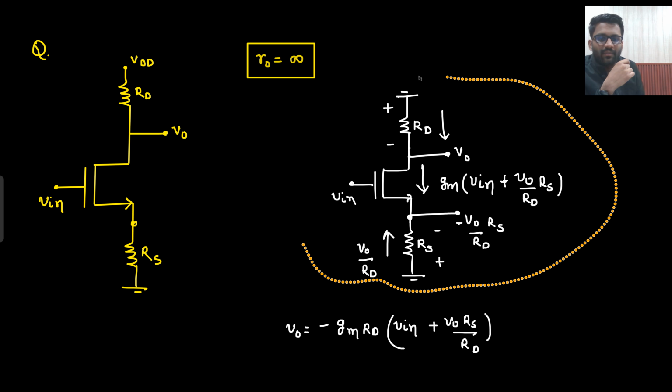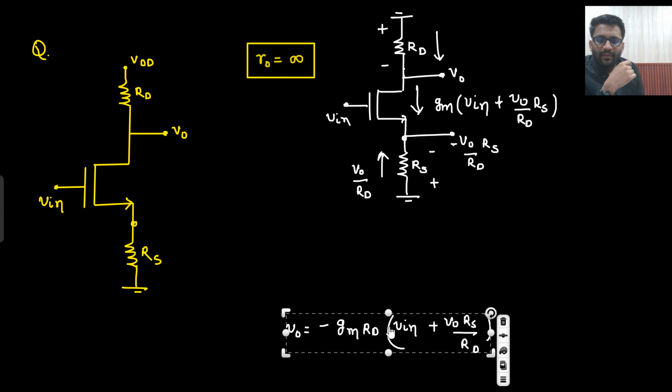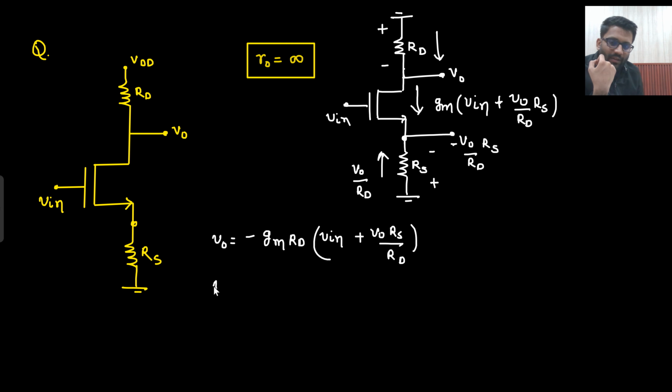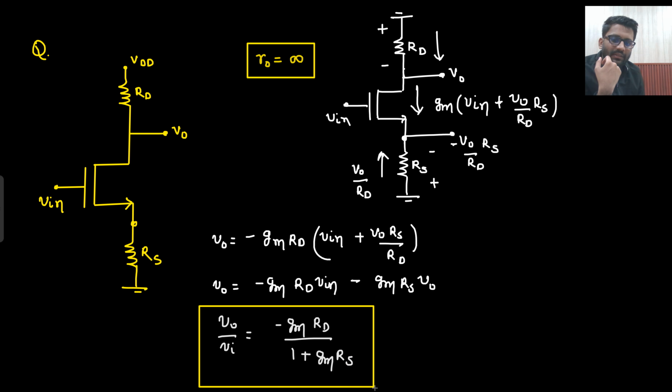So let me take it a bit upward. What we are getting? V naught is equal to minus Gm Rd V in minus Gm Rs V naught. So what you are getting? V naught by V in equals minus Gm Rd upon 1 plus Gm Rs. This is the answer.